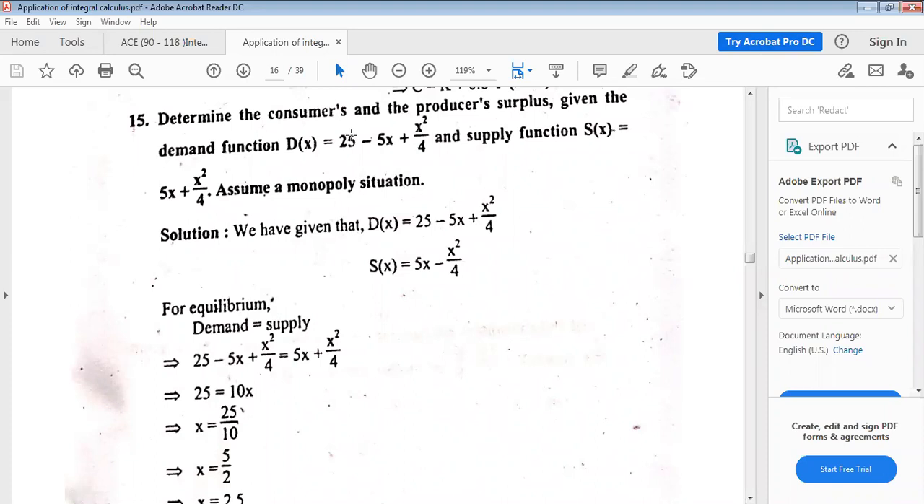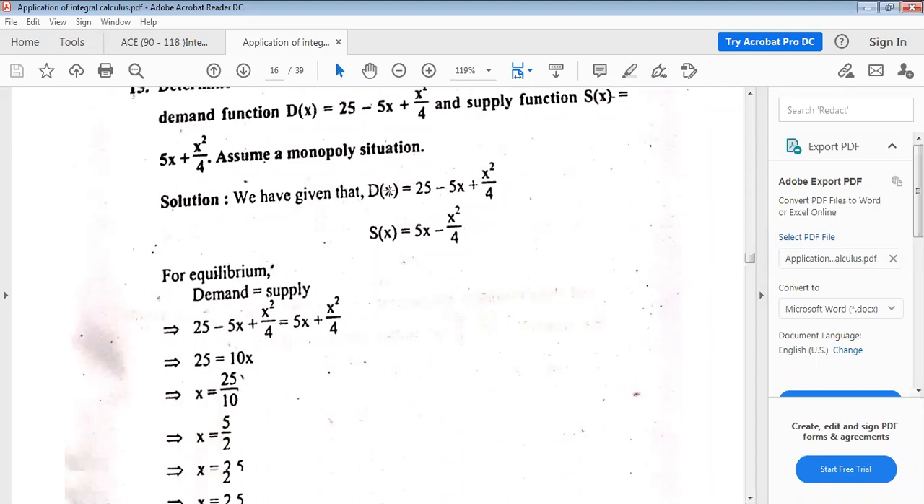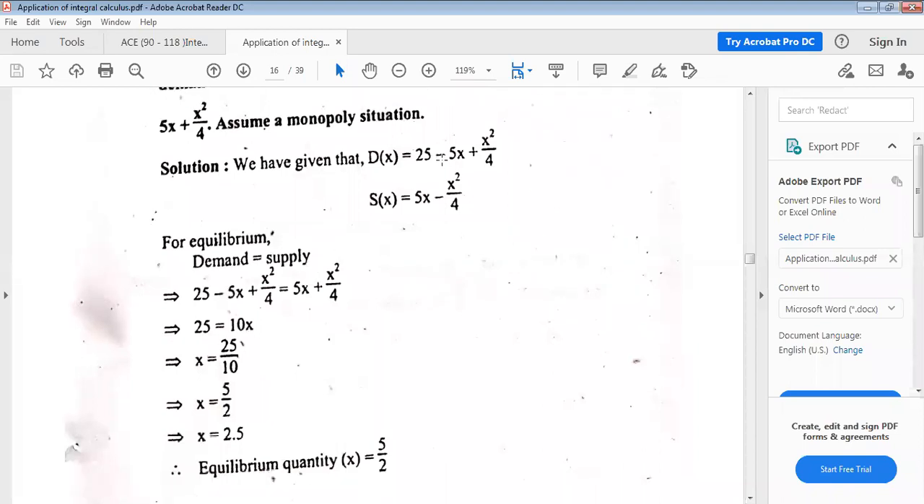Determine the consumer and producer surplus given the demand function D(x) equals this and the supply function S(x) equals this. Assume a monopoly situation. Actually X naught is not given, and P naught is also not given. We have to find them. We are given the demand function as equation number 1 and the supply function as number 2. For the equilibrium point, demand equals supply. So D(x) equals S(x).